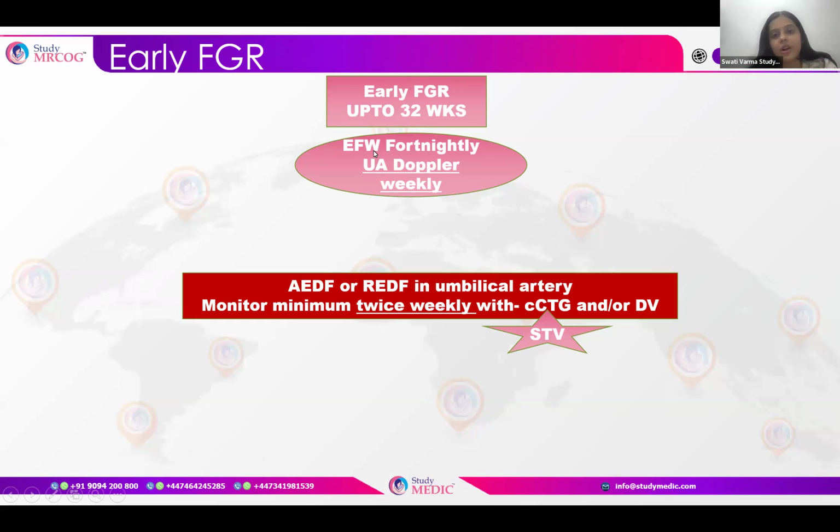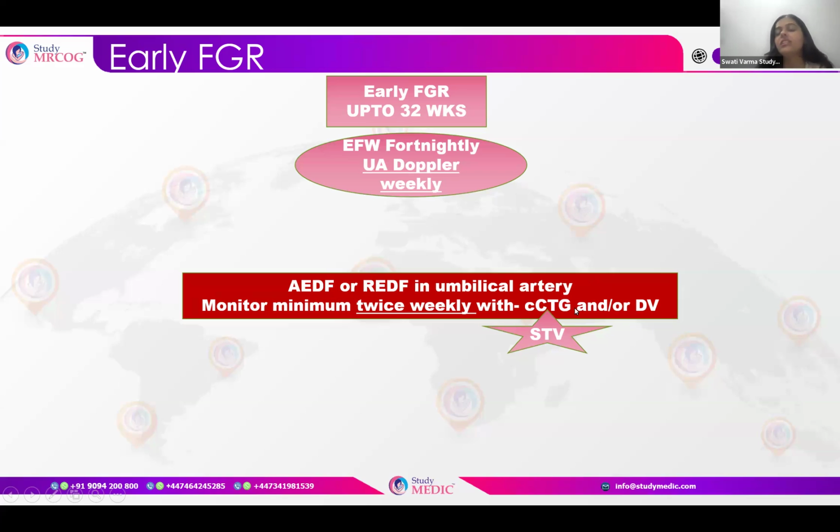Any FGR, we are carrying out EFW fortnightly and umbilical artery Doppler weekly. If everything is going good, we will continue with this frequency only. But now, if AEDF or REDF develops in the umbilical artery in between, then your frequency will increase from weekly to calling her at least twice weekly. And what you will do by calling her twice weekly, along with umbilical artery Doppler, you will put her on CCTG and or ductus venosus Doppler. If AEDF or REDF have developed, you will do these two things.